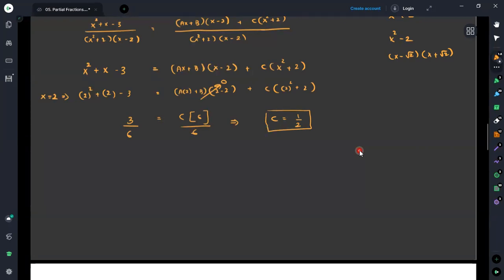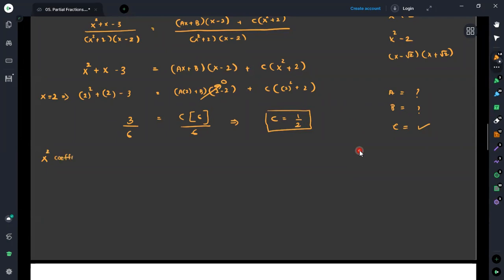Now we have the value of c equals half. Then we need to find the value of a and the value of b as well. The value of c is now found. The values of a and b need to be calculated. To calculate the values of a and b, I am using this technique. I am going to equate the coefficients of x squared.